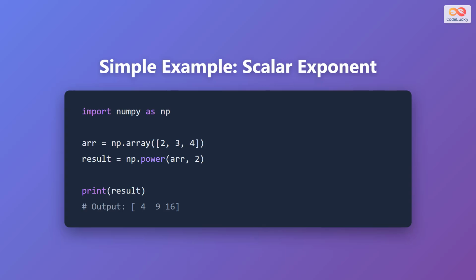Let's see a simple example. We create an array containing 2, 3, and 4. Then we use np.power to raise each element to the power of 2. The result is an array containing 4, 9, and 16. 2 squared is 4, 3 squared is 9, and 4 squared is 16.